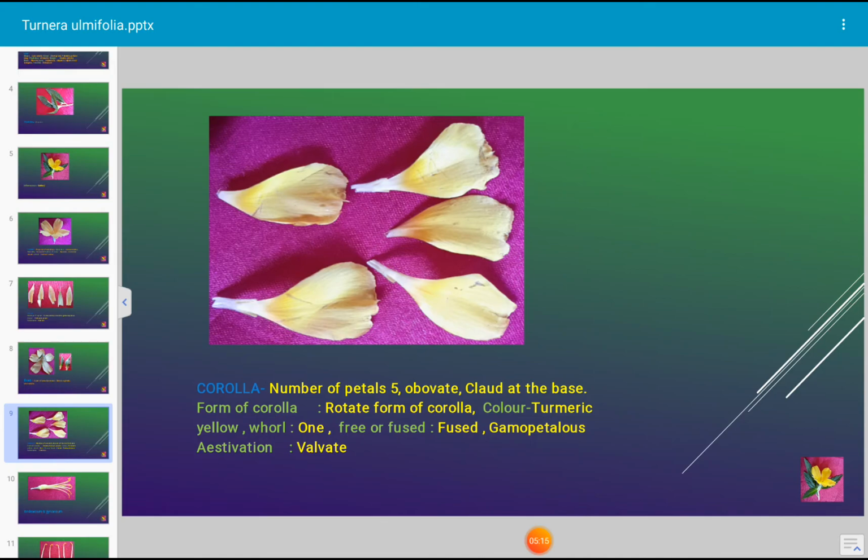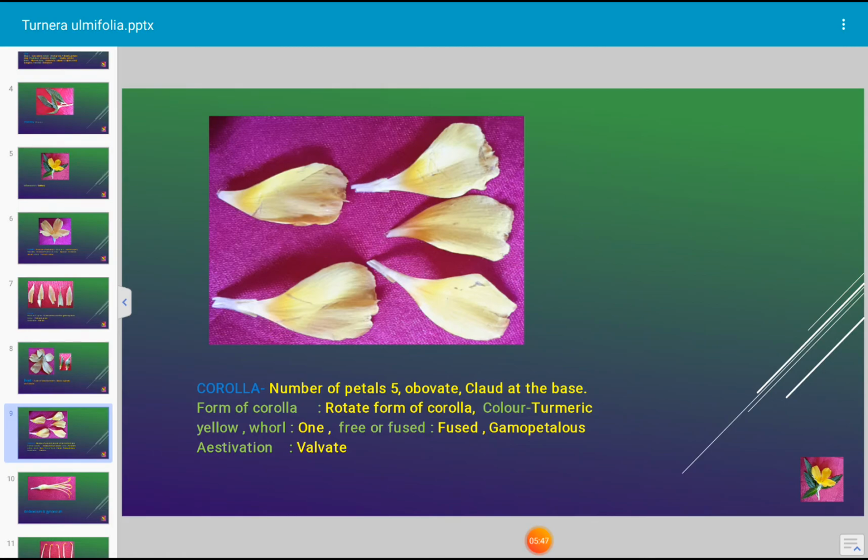Corolla consists of petals. There are 5 petals present in the corolla. The petals are united at the basal region, hence gamopetalous condition is there. Each petal is ovate. It is clawed at the base. This form of corolla is rotate or wheel shaped. Color of the corolla is turmeric yellow.